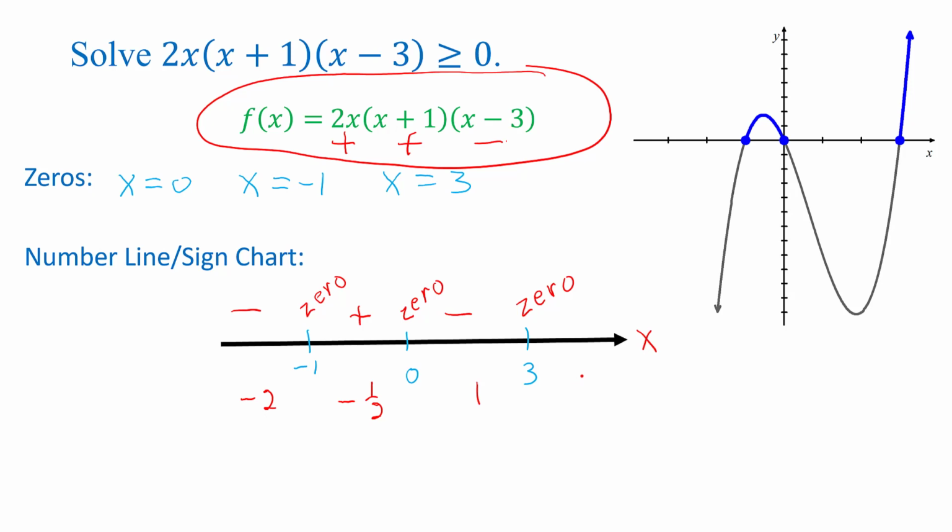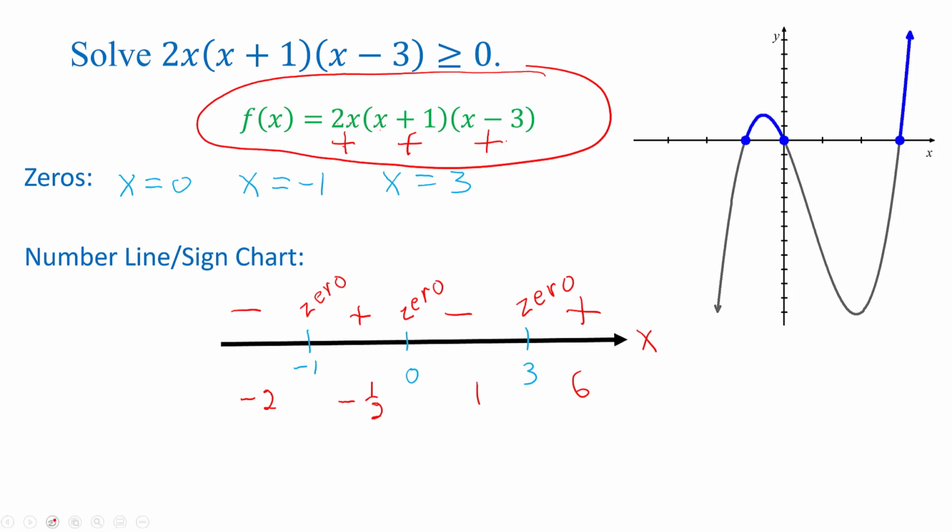Then to the right of 3, I could pick a test value of, let's do 6. Coming up to my function again, 2 times 6 is positive. 6 plus 1 is positive. 6 minus 3 is positive. A positive times a positive times a positive would give me positive y values to the right of x equals 3. Okay, so we get our solution.